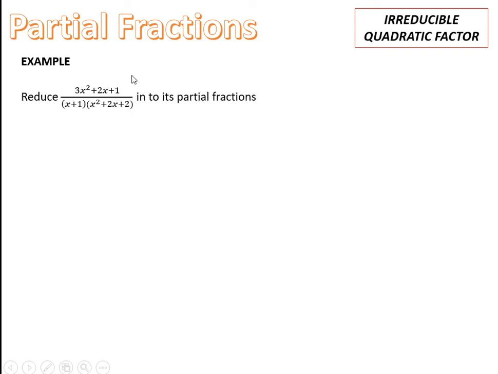So something along these lines, we've got 3x squared plus 2x plus 1 on the top, x plus 1 and x squared plus 2x plus 2 on the bottom. Right, ordinarily what you've done for the previous few questions is that you've checked, can you factorize this?